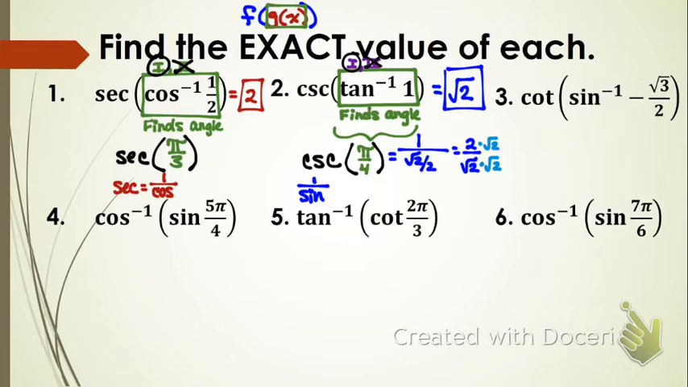Do you guys have any questions about number 1 or number 2 here? I want you to do number 3 on your own.